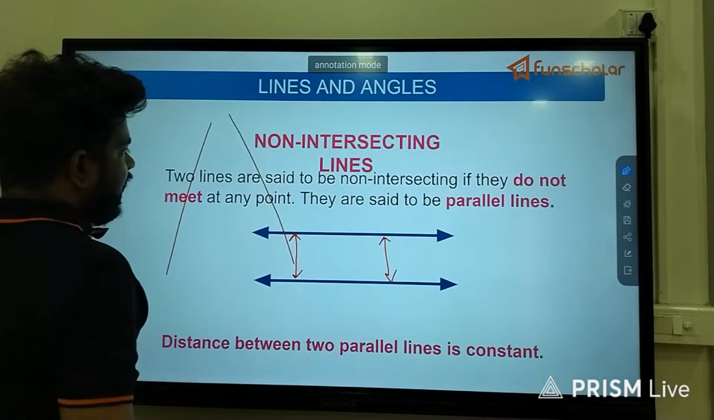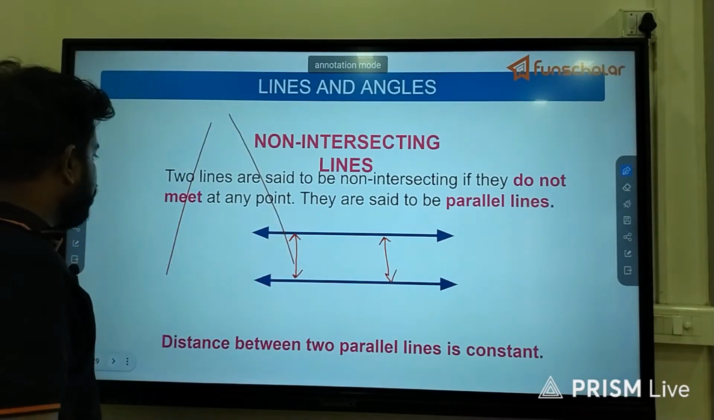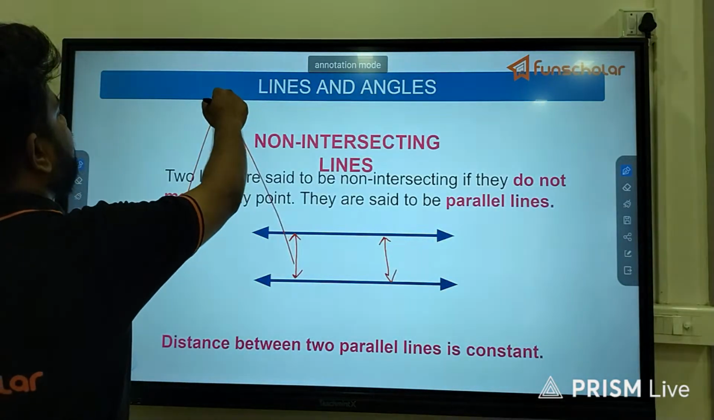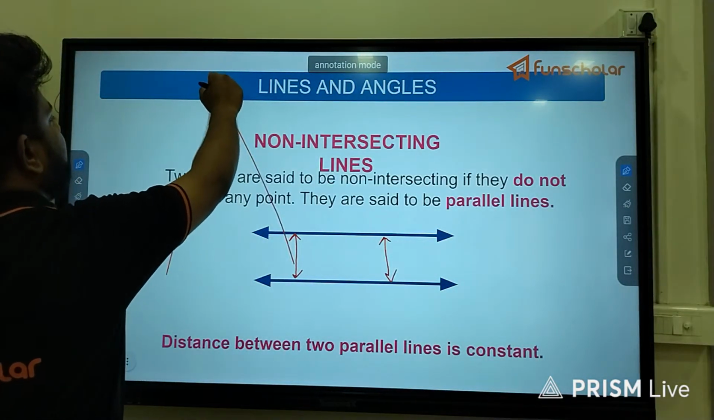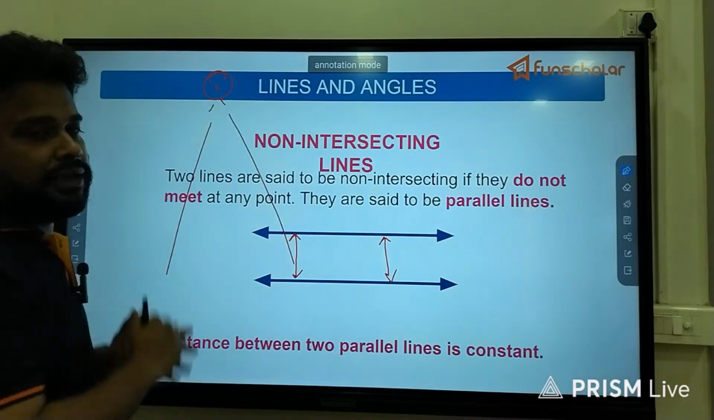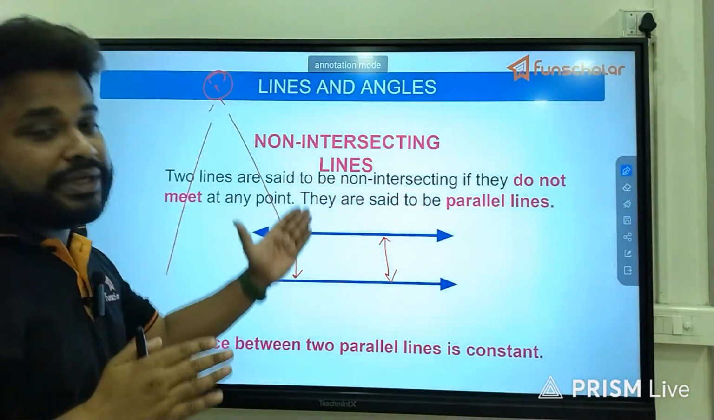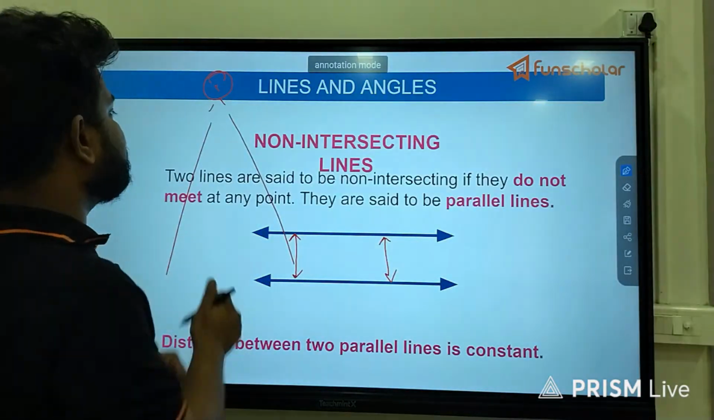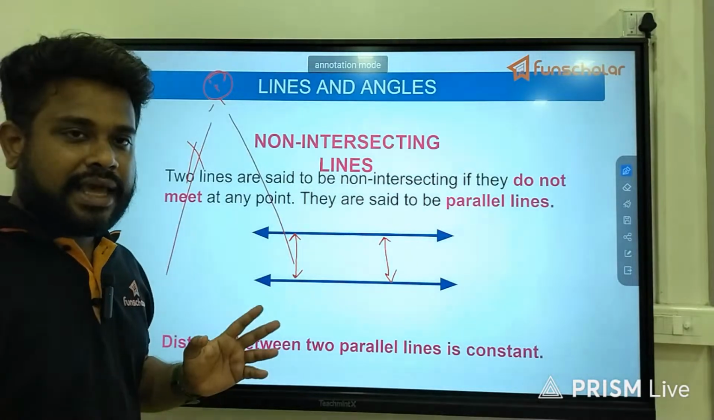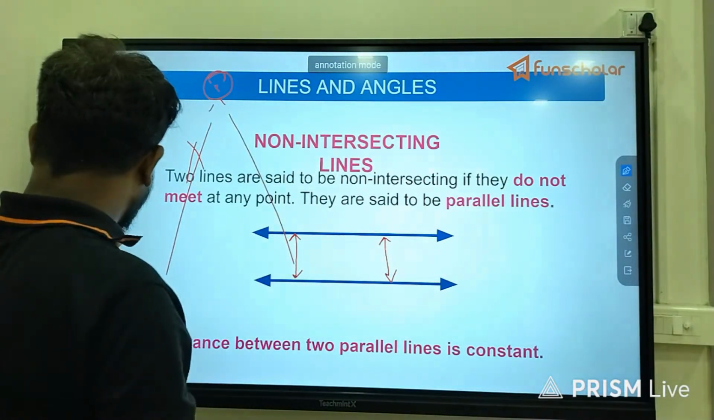Okay, this will not be an example of parallel lines because they tend to intersect at this point. Maybe they are not intersecting in this figure, but they will soon intersect. So that's why this is not an example of non-intersecting lines or parallel lines.